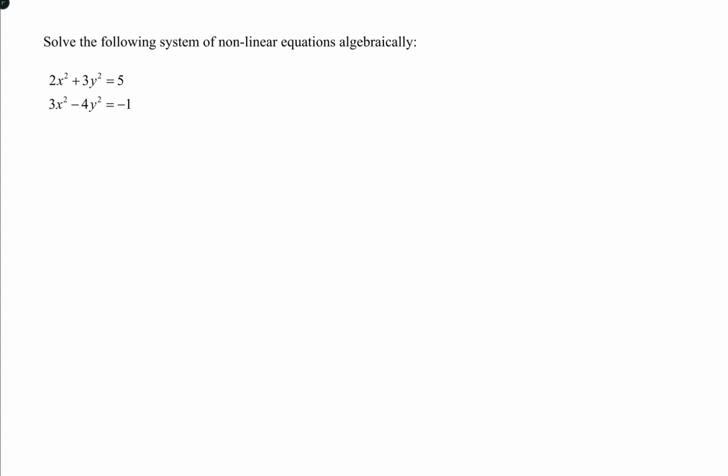Solve the following system of nonlinear equations algebraically. 2x squared plus 3y squared equals 5. 3x squared minus 4y squared equals negative 1. In this situation, I have two equations.